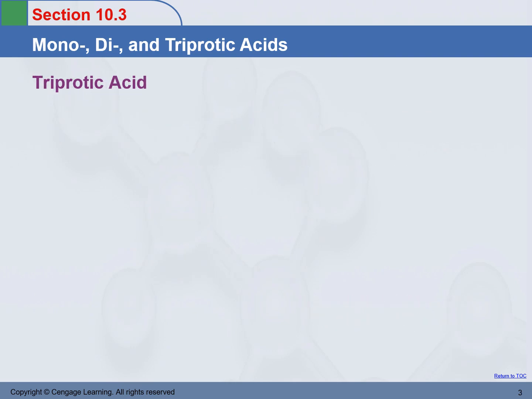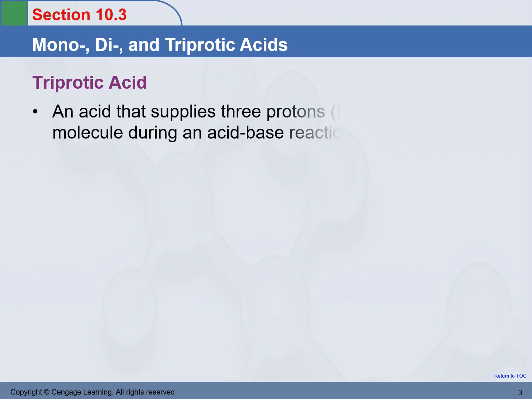Triprotic acid. Once we understand the concept of monoprotic acid and diprotic acid, we understand triprotic acid: an acid that can donate 3 protons in the acid-base reaction. The 3 protons again will be donated in a stepwise manner. So if someone asks you to write out the stepwise ionization process for a triprotic acid, you'll know there should be 3 steps.